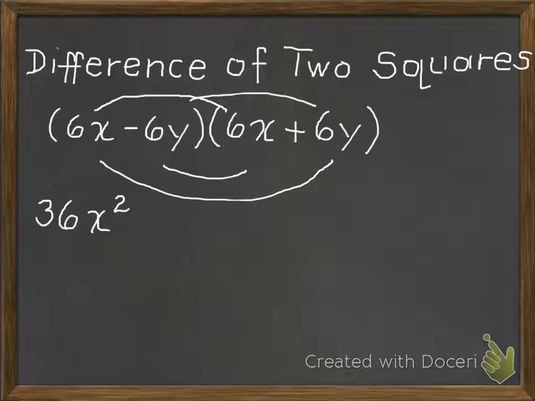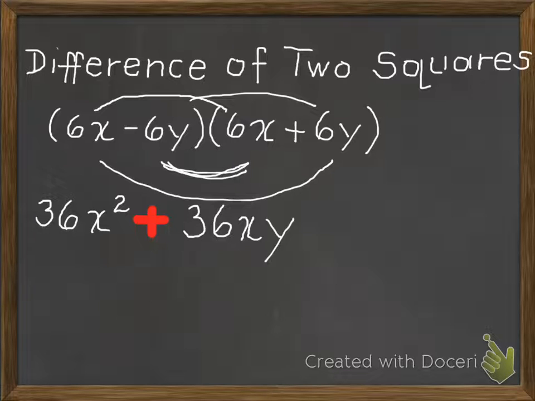6x times 6y, positive times a positive here, is plus 36xy. 6 times 6 is 36, and I'm going to write the letters in alphabetical order, xy, so you don't have to, because multiplication is commutative. The order doesn't matter. Okay, so that was the first times the first, and the outer times the outer. Now the inner times the inner.